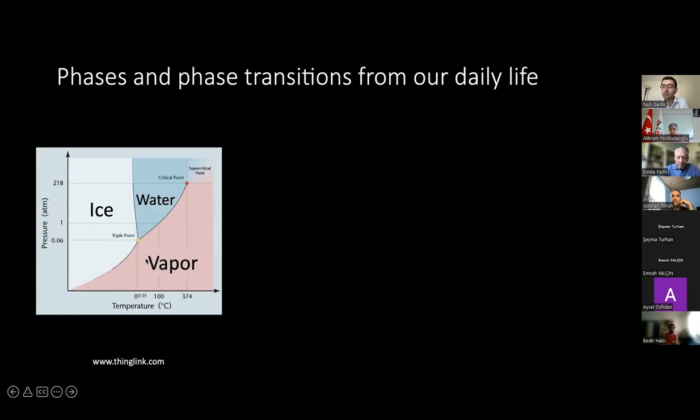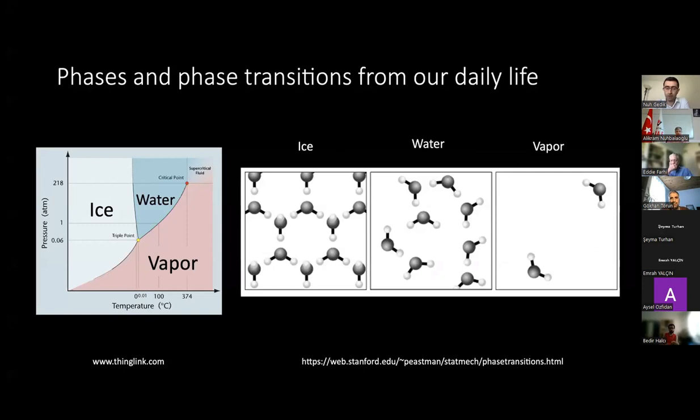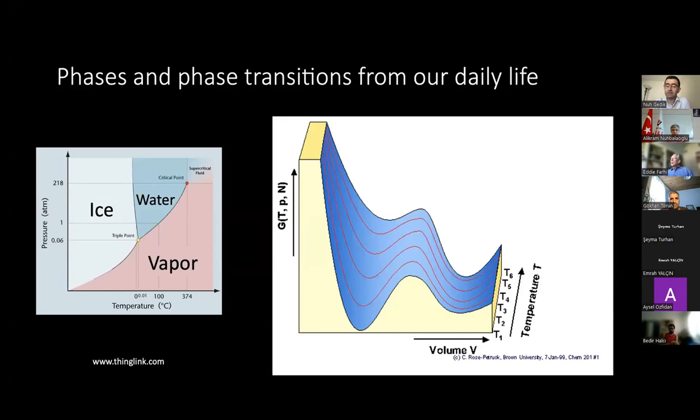Now, how do we really think about it? Well, in the microscopic view, if you go to ice, there's this ordered phase where all the water molecules are nicely arranged in a hexagonal fashion in the usual ice. As you heat this, for example, it becomes less ordered and goes into the liquid phase and the gas phase. Now, a bit more physical way of thinking about this is to think about a free energy diagram.